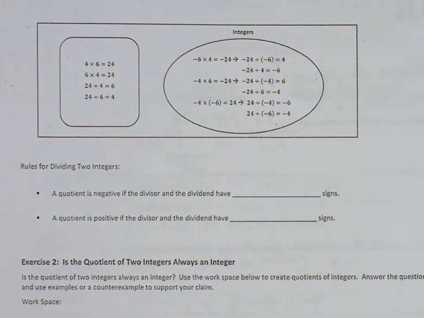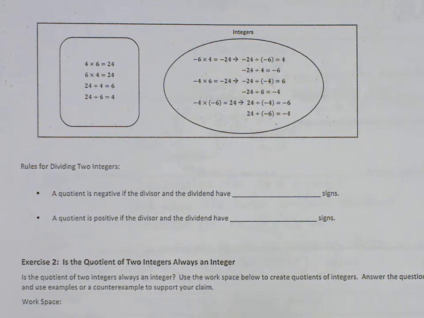Okay, we are going to do division of integers now. We already did multiplication, and in the last chapter we did adding and subtracting. When we did multiplication, we found out that if the signs were the same, the answer comes out positive, and if the signs were different, the answers would come out negative.